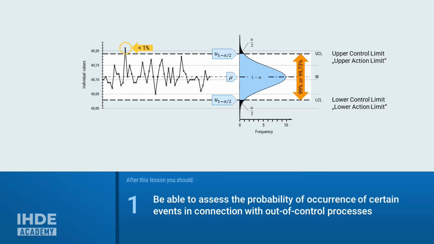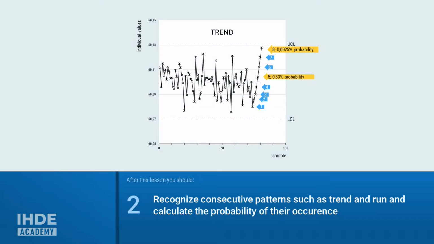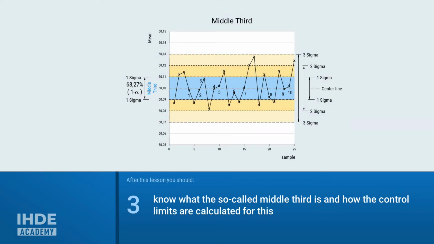After this training, you should be able to assess the probability of occurrence of other events such as trend, run, and middle third in connection with out-of-control processes. To do this, you should be able to recognize patterns such as a trend or a run and calculate the probability of their occurrence. Finally, you should also know what the so-called middle third is and how the control limits are calculated.